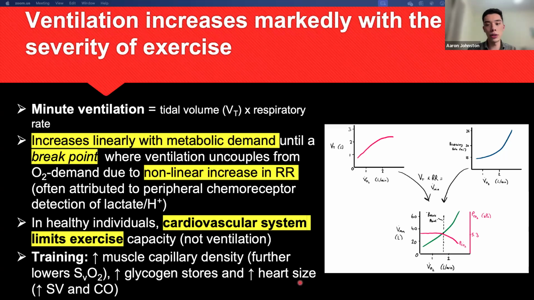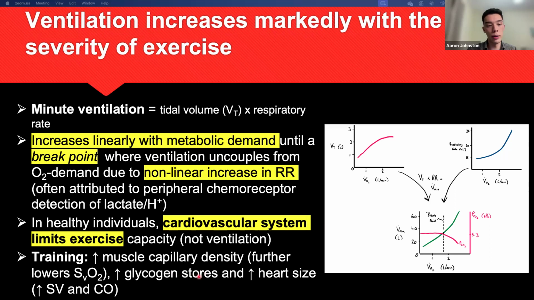In healthy individuals, it's important to note that it's not the ventilatory system that limits exercise. So we can deliver enough oxygen to the lungs. What's limiting us is the capacity of the cardiovascular system to deliver this oxygen to the respiring muscles. And chronically, with training, we can increase capillary density within the lungs, within the muscles, and we can increase our glycogen stores.